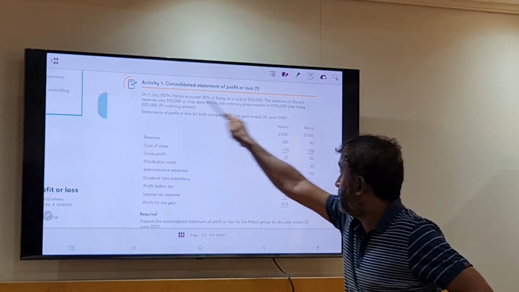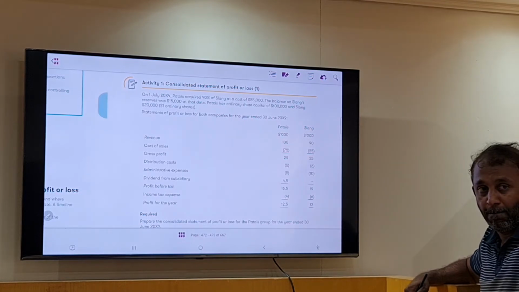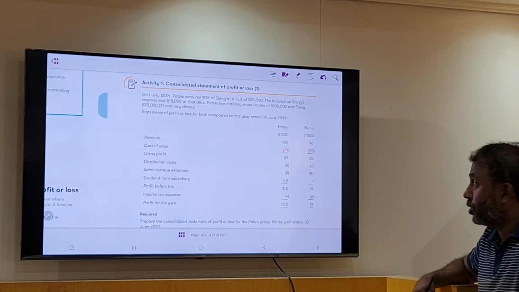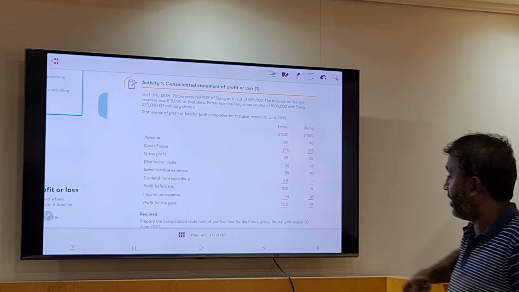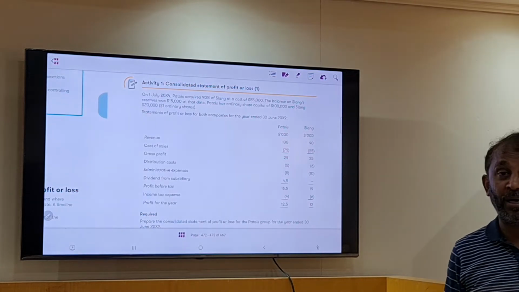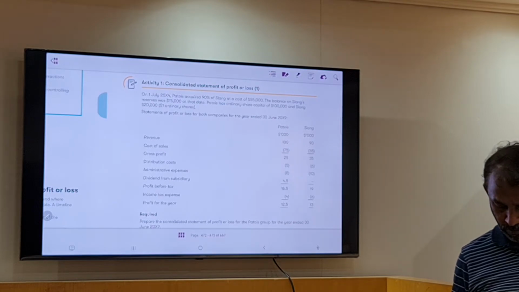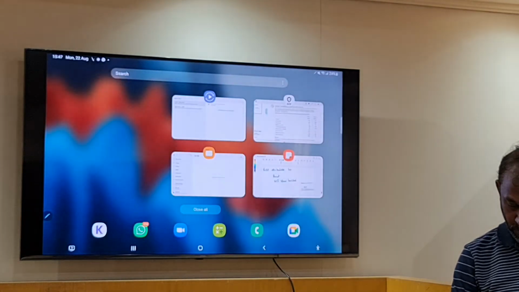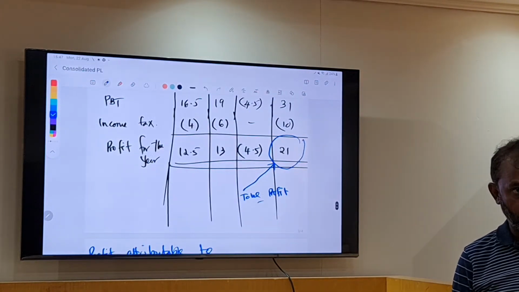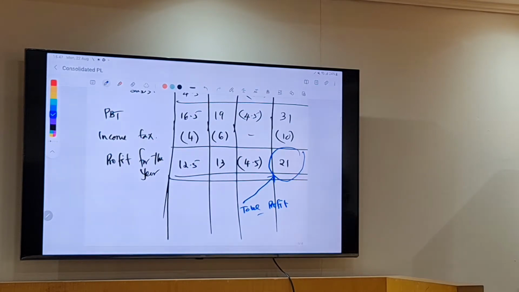Let's read the first paragraph. P company acquired 90% of S company. So that means, what is the NCI share? 10%. The 10% of whose profit? Subsidiary profit, this 13. So from the 13, we have to take 10%, remove it and give it to NCI. The total, because here we deduct 4.5. No, I didn't understand your question.